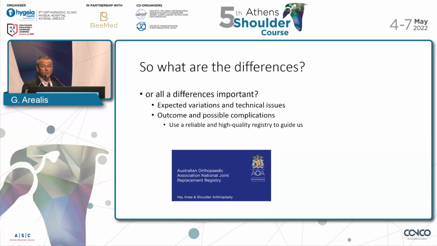So what are the differences, or more, what are the important differences? Because there will be lots of different small details in all of those indications and implants we'll be using. So I will look briefly into the expected variations and technical problems we may encounter, and then using a reliable registry, and I like the Australian registry for this, it's very well detailed, look into the outcome and possible complications we encounter if we use the reverse as a tool to repair different pathologies.